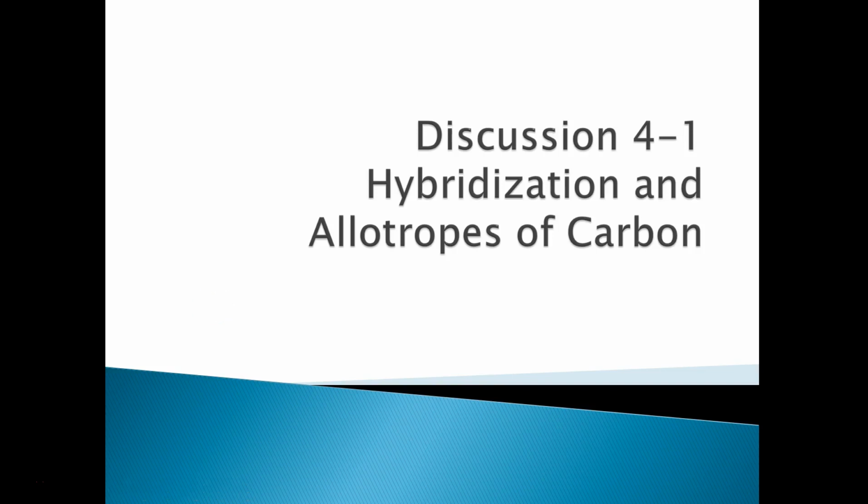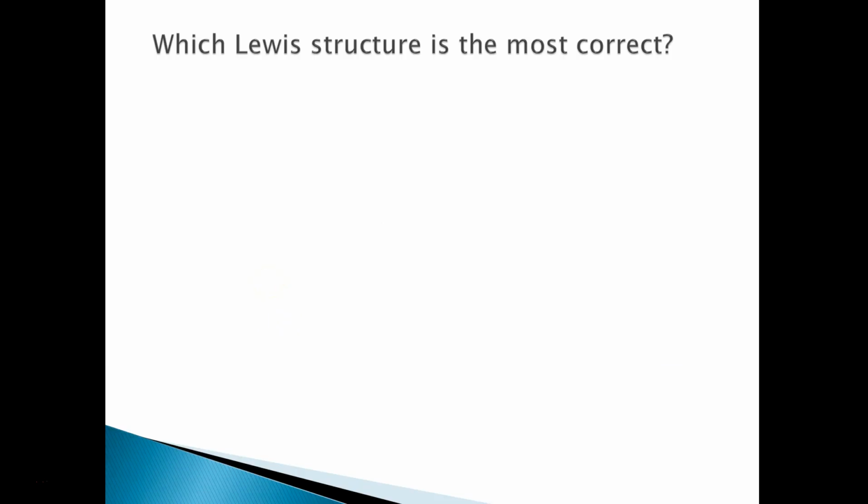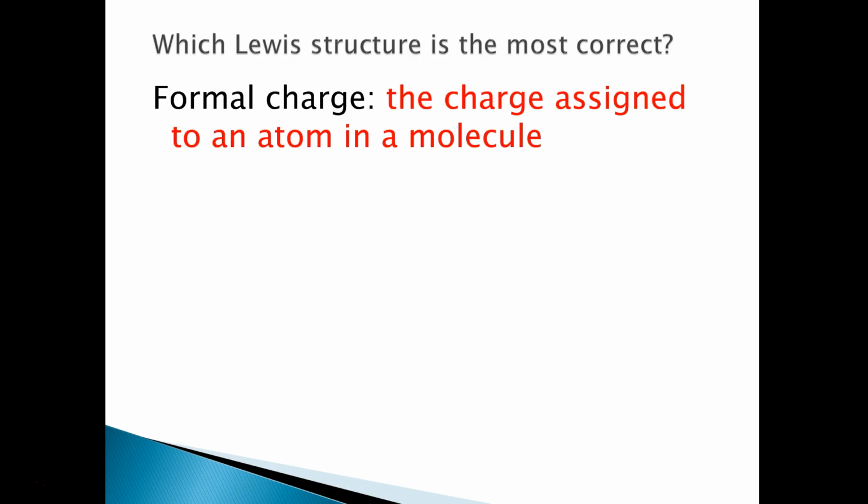All right, we're back for discussion 4-1, hybridization and allotropes of carbon. We talked about Lewis structures and drawing Lewis structures in IB Chem 1 and in the pre-unit 4 podcast. Sometimes there's more than one possible Lewis structure for a compound that all obey the octet rule. So we need some kind of way to say which structure is the most correct.